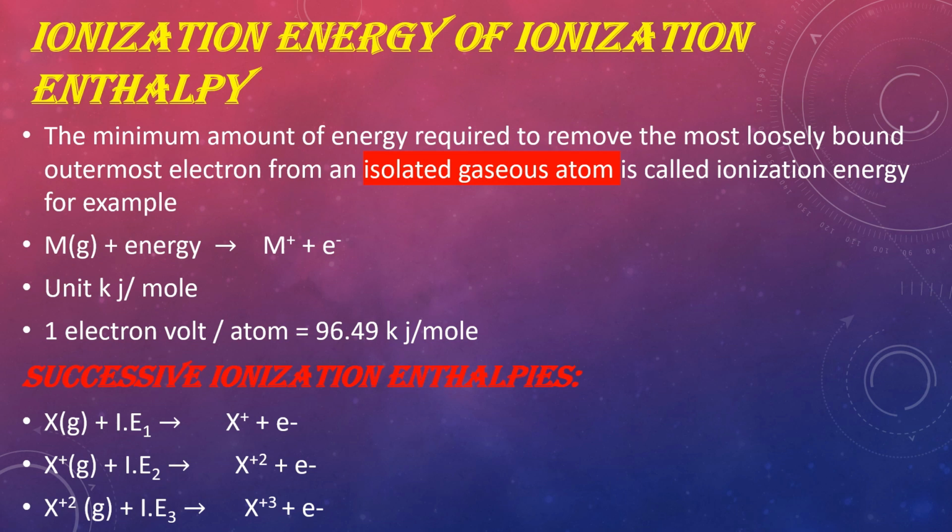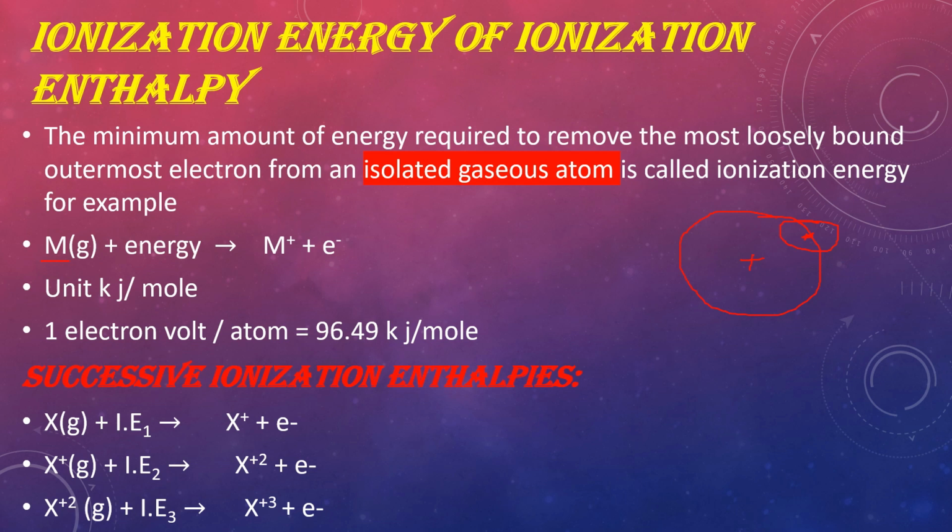Suppose this is the atom, this is the nucleus and this is the electron. This electron is bound to the nucleus with a certain force. To remove this electron, the energy required is called the ionization energy. Suppose this is the metal atom in the gaseous state. Again, remember that in the definition you have to mention the term isolated gaseous atom. There is a question in NCERT: what do you mean by the term isolated gaseous atom and what is its significance? So please remember this term.